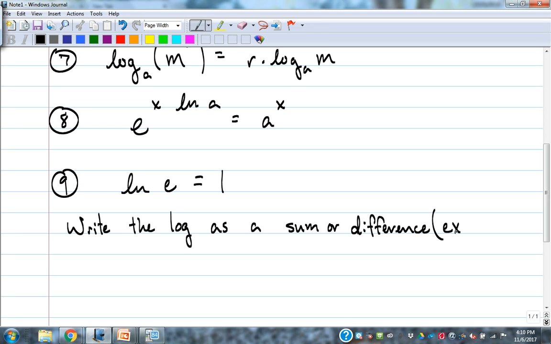And you may hear me say expand. Expand the logarithm, but writing it as a sum or difference. So what we want to do here is take anything that we've got and split it apart. If it's multiplied, we're going to turn it into addition. If it's divided, we're going to turn it into subtraction. And do some things there with our exponents and make them work.